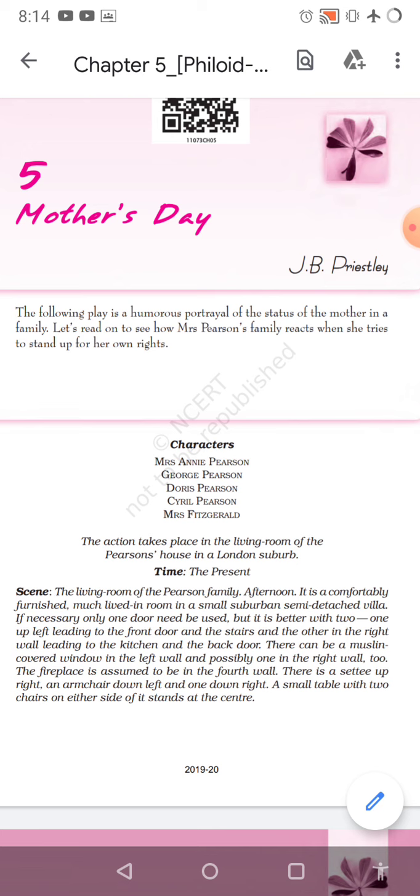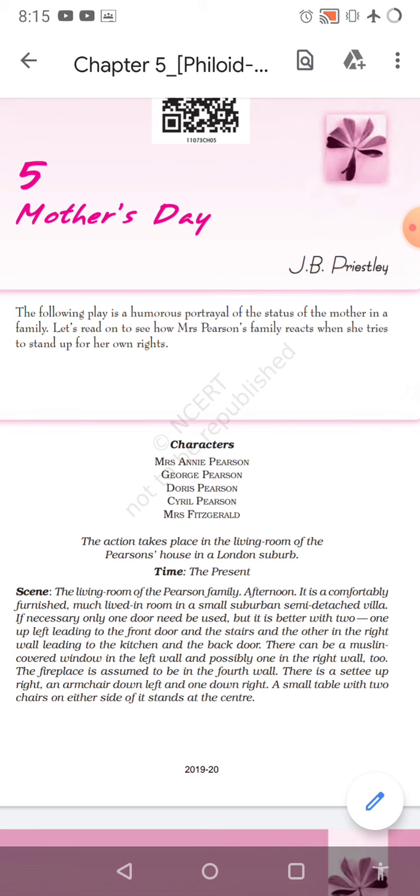The story is about Mrs. Pearson, how she changes after that, and how the people in the family understand her value at last. Okay, so how it goes on, we'll see it now. First of all, we'll talk about the characters.